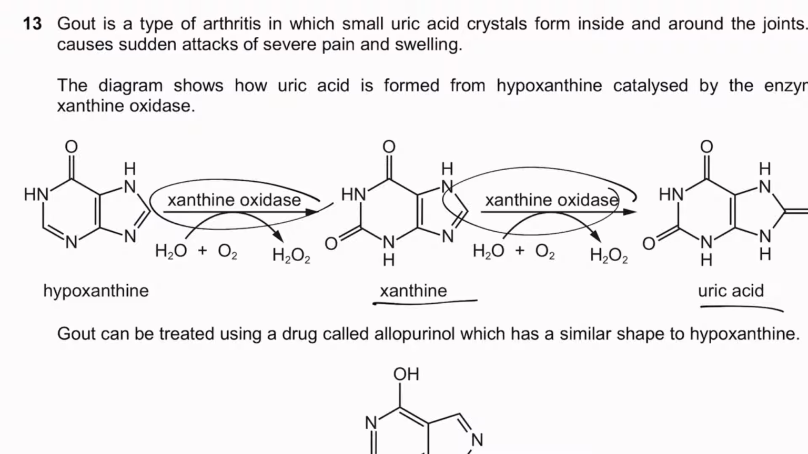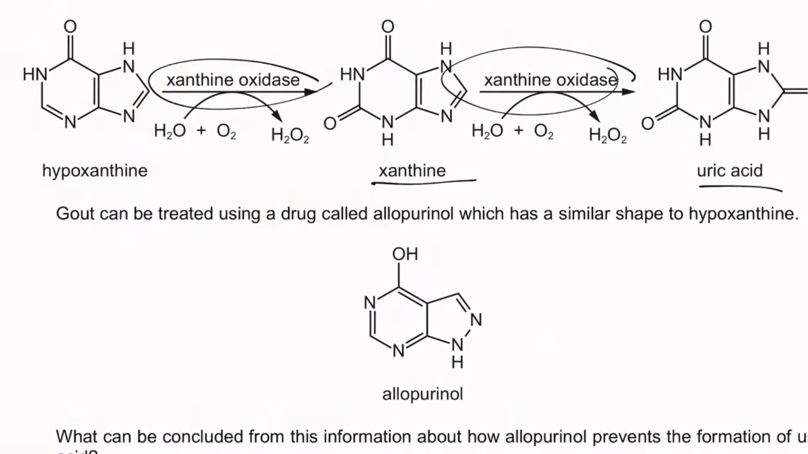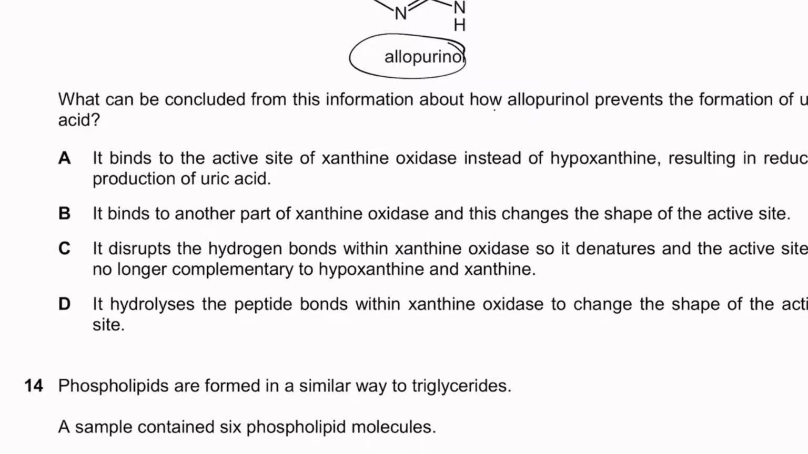Now, he says here, gout can be treated using a drug called allopurinol, which has a similar shape to hypoxanthine. So it has a similar shape to the substrate, which is basically how competitive inhibition works. The competitive inhibitor has to have a similar shape to the substrate so that it blocks the active site of the enzyme and basically stays there, because it has a very similar shape to the substrate, and hence it's complementary to the active site, and so obviously reduces the rate of reaction. What can be concluded from this information about how allopurinol prevents the formation of uric acid?